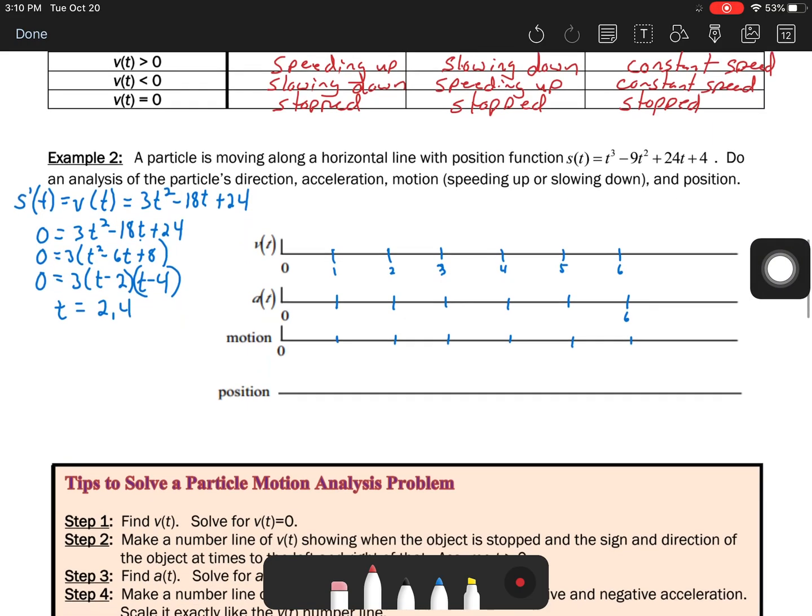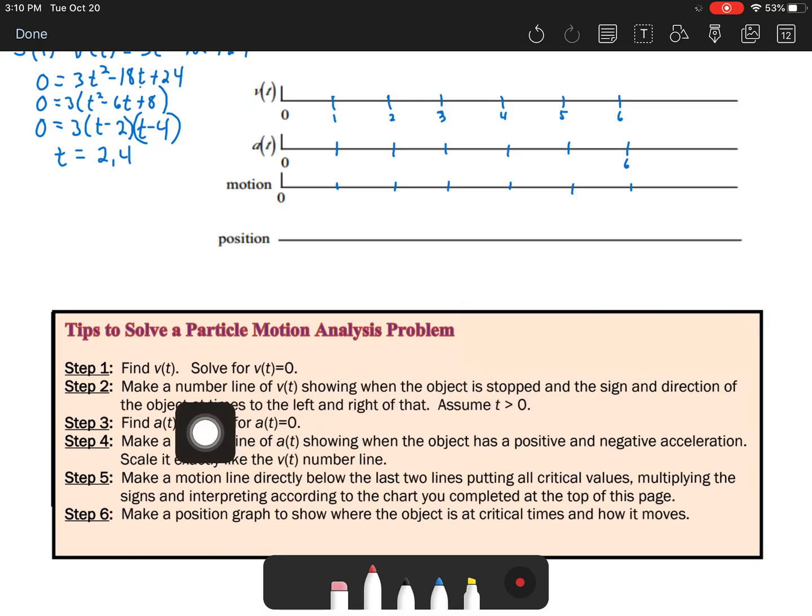Before we even do this, I just want to talk about the tips here. What you really want to do is find the velocity function if you're first given the position function. Set it equal to 0 and solve, because when the velocity is 0, that tells us where the particle has stopped. And that's important, because when it stops, it's possible it's going to change directions.